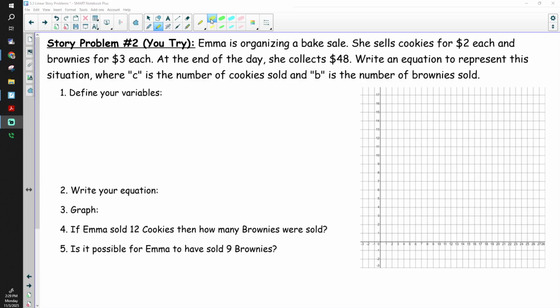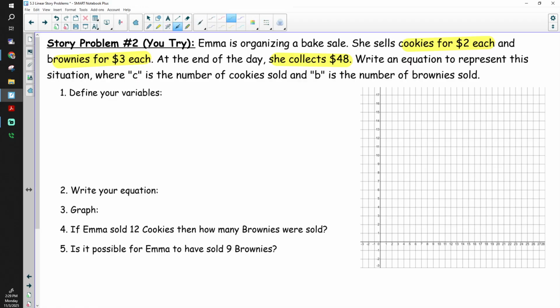All right, so number 2. You just tried it. One of the biggest ideas here is looking at the story problem and realizing how many numbers they gave you. 3. We got cookies, $2, brownies, $3, and we got our total, $48. That tells us we need AX plus BY equals C, which is big because it's not always going to be AX plus BY equals C. We'll see in a bit.